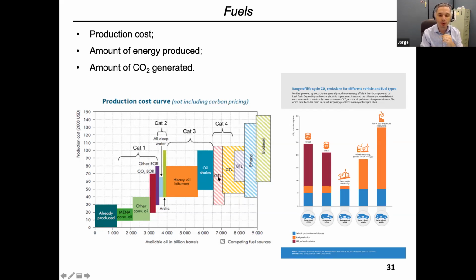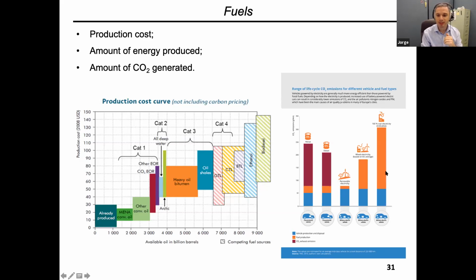When we move on to alternatives, as shown here by GTL, CTL, BTL, those are small gases, ethanol, and biodiesel, the availability is much larger. However, if we look at the production cost, that is much higher than gasoline or diesel. So that's the downside of alternatives to gasoline. Usually the cost is higher. Okay, so that's the first factor that we need to consider.